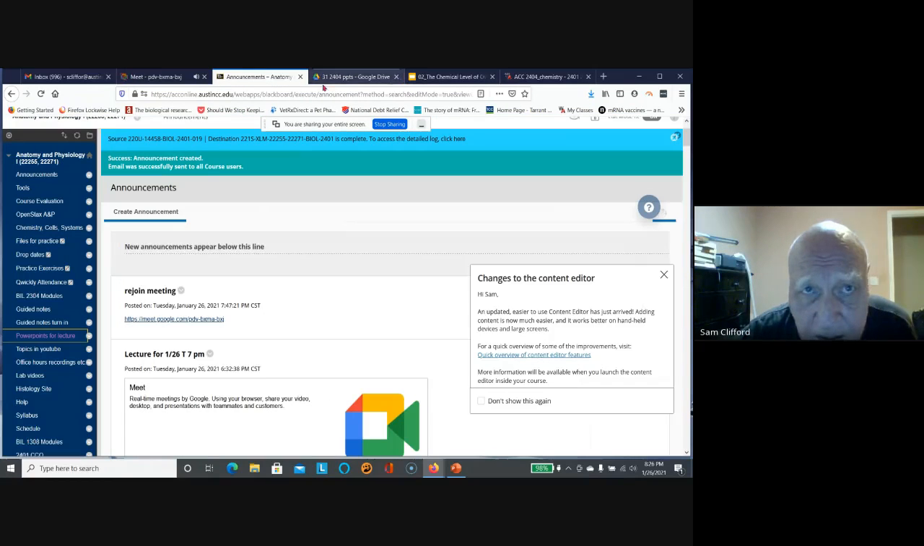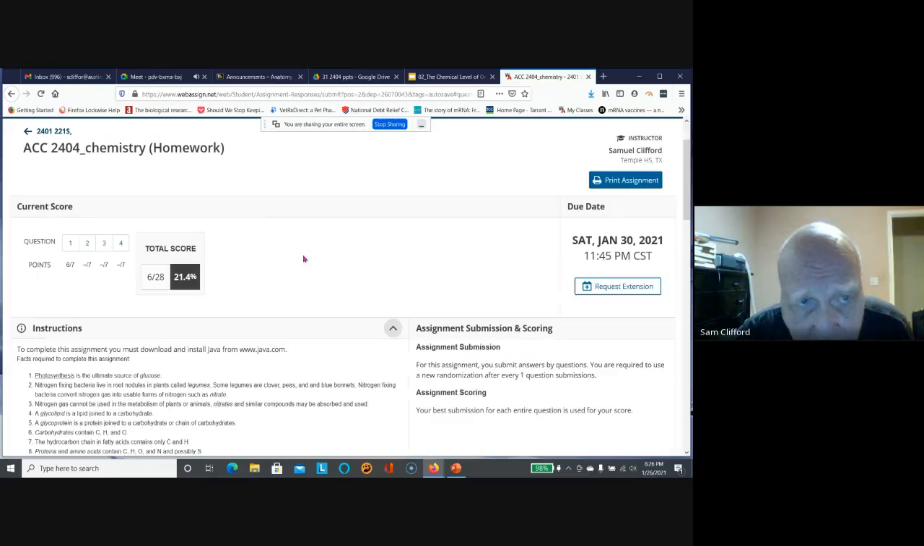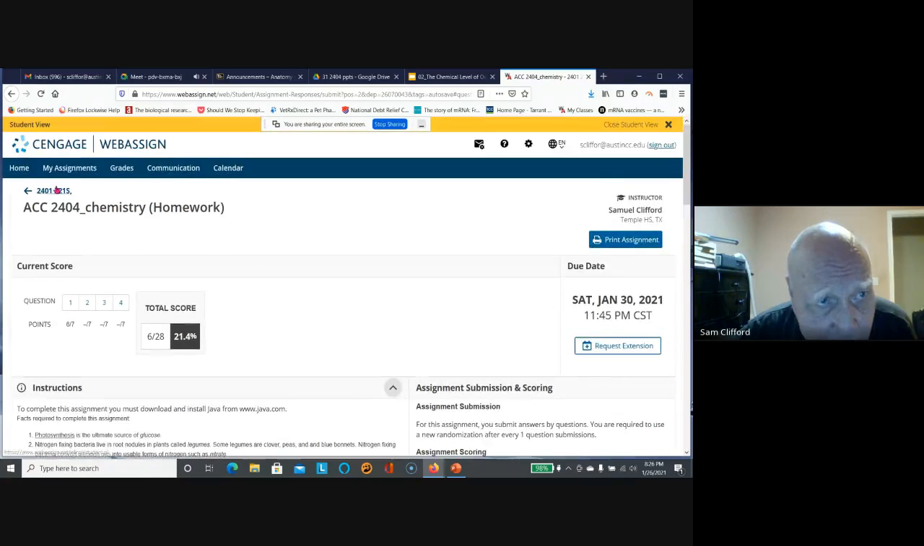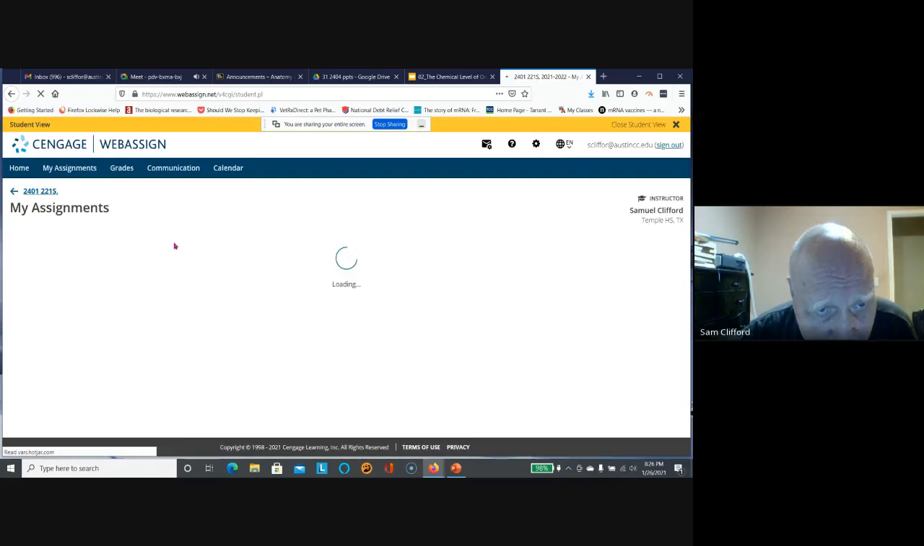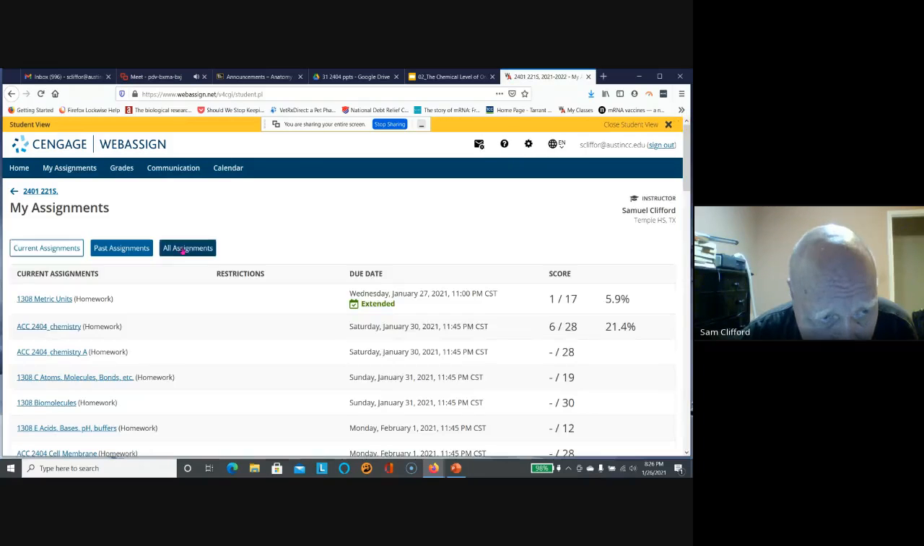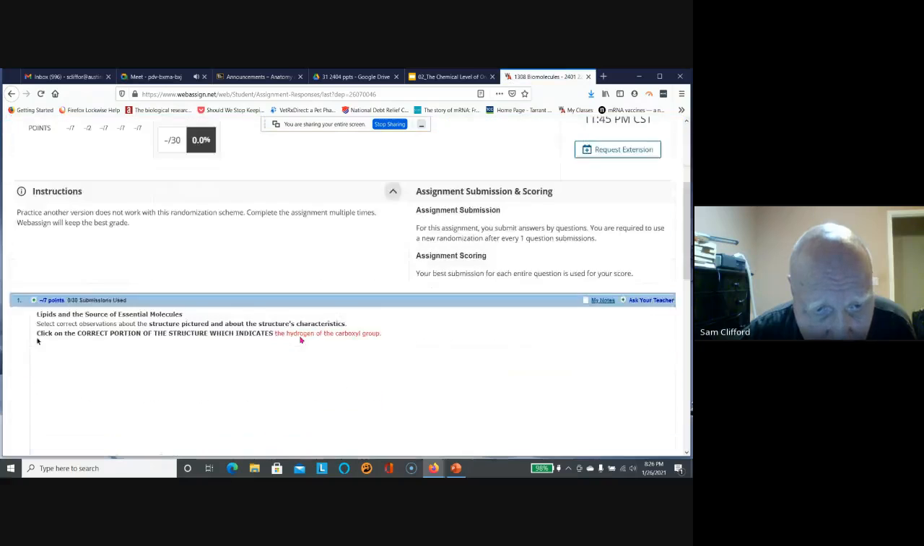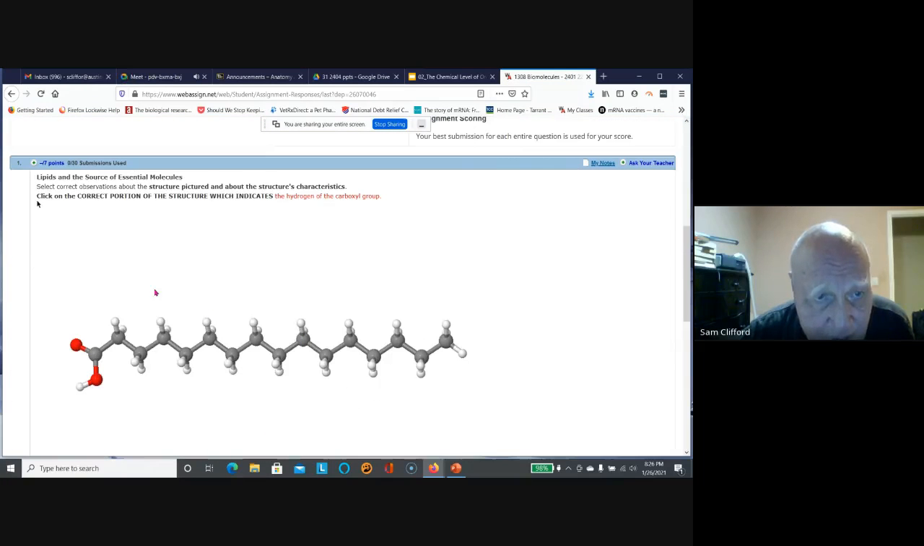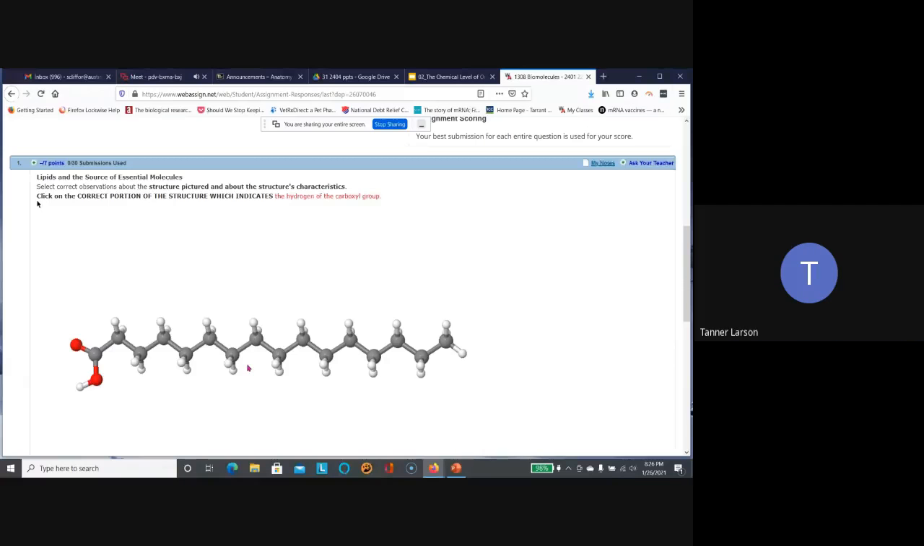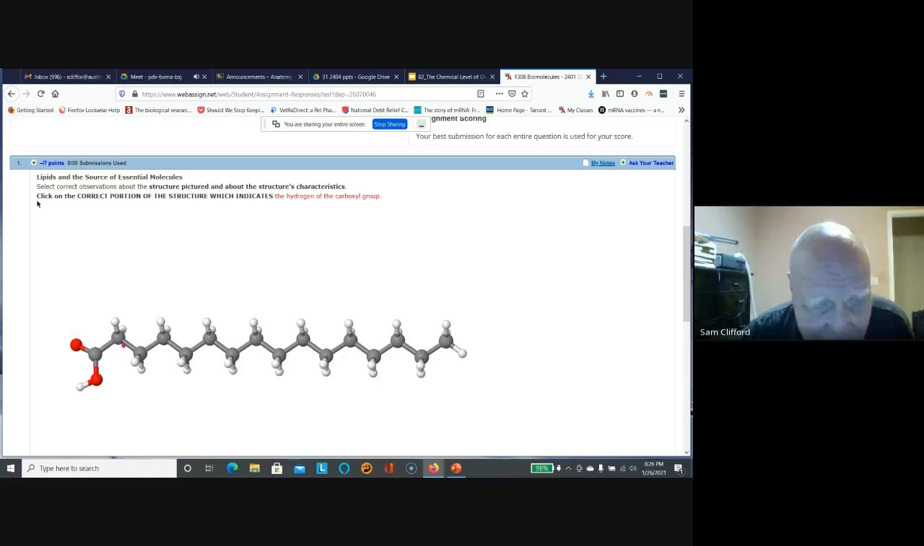Okay, back to WebAssign. Let's go back to my assignments. And let's go to biomolecules. Okay, here's a fatty acid. Everybody see a long chain of gray and white and red on the end? Is that true, Tanner? You see that? Yes. Okay. This is a fatty acid.